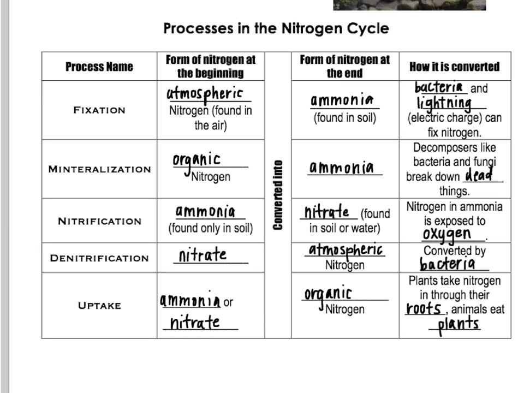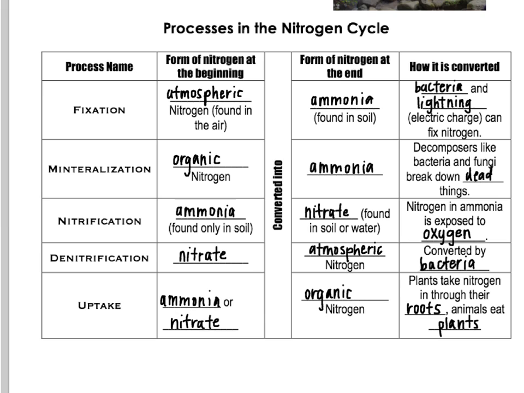This is something that people can't do, and so it's very important that nitrogen be in the soil because plants need it to survive, and so we need the bacteria or some kind of electrical charge to be able to take it out of the air and put it back into the soil.